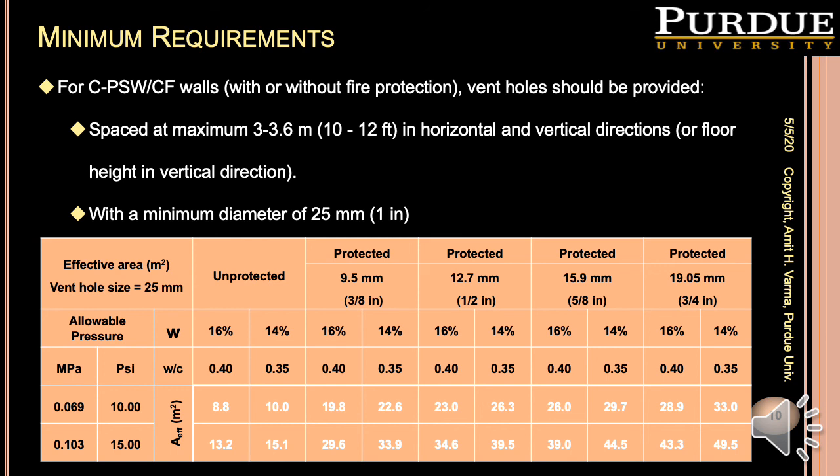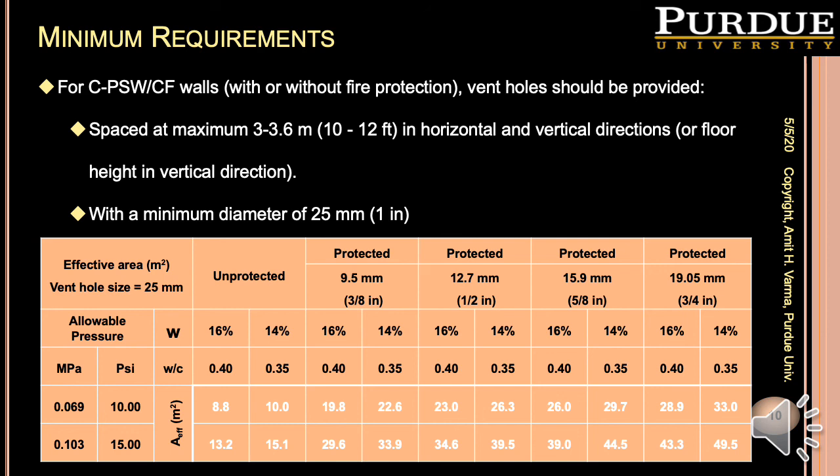And again, to go back, this effective area is related to the spacing of the vent holes. If I have a higher effective area, it means the spacing is more, but if I have a lower effective area requirement, it means I need to space the vent holes closer.